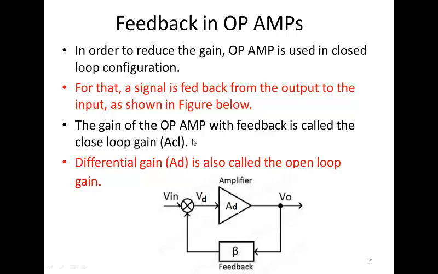So the gain of the op-amp with feedback is called the closed loop gain. This amplifier now has a new gain, and that gain is called the closed loop gain of the amplifier. So the differential gain AD is called the open loop gain, and when this amplifier is connected with feedback and you compute the new gain V out over V in, that new gain is the closed loop gain of the amplifier.